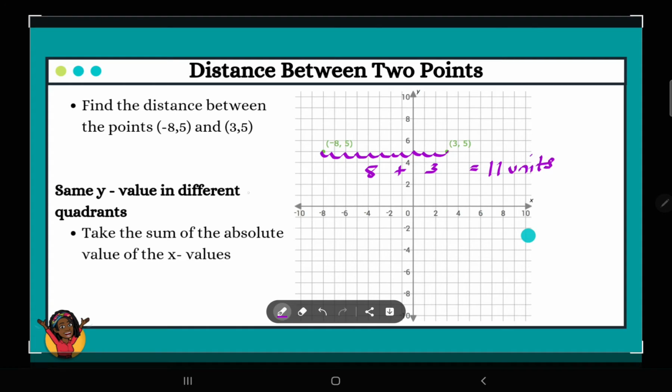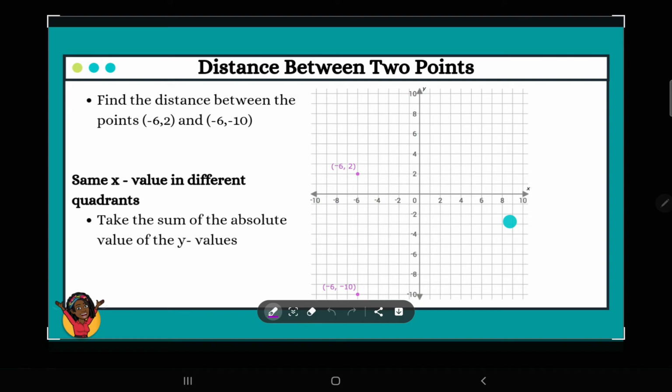Now, since we're sharing the same y value, so this is our x, that's our y, we can take the absolute value of the x values, so that's the absolute value of -8 and the absolute value of 3, and add those two together. So the absolute value of -8 is 8, and the absolute value of a positive 3 is 3. 8 plus 3 is equal to 11 units, which is the same answer we found when we counted our spaces. We use addition whenever our values are in different quadrants. So here, (3, 5) is in quadrant 1, (-8, 5) is in quadrant 2. So I'm counting the number of spaces from that number to 0, and then I have to count from 0 to the next number.